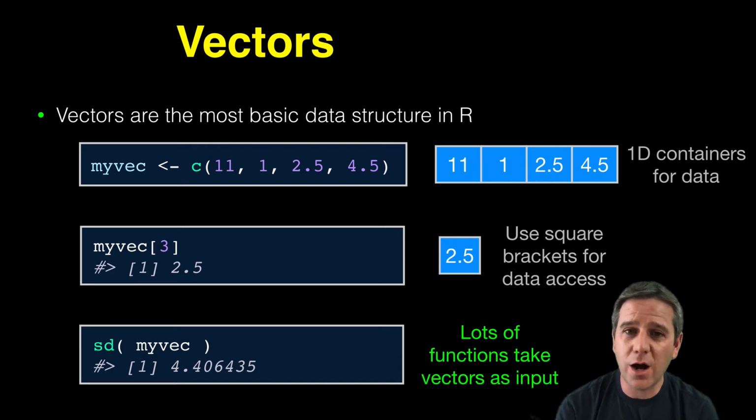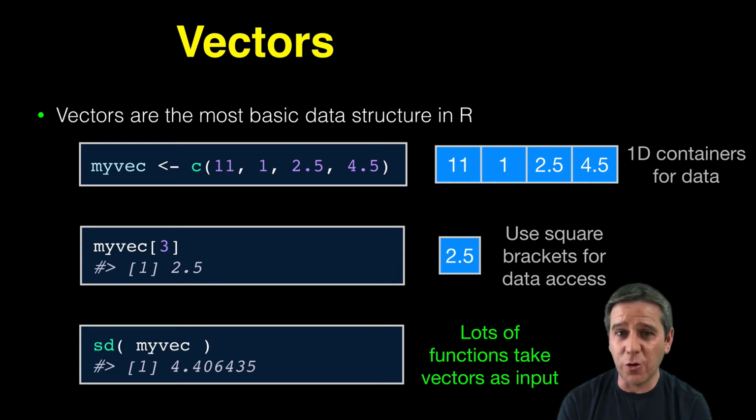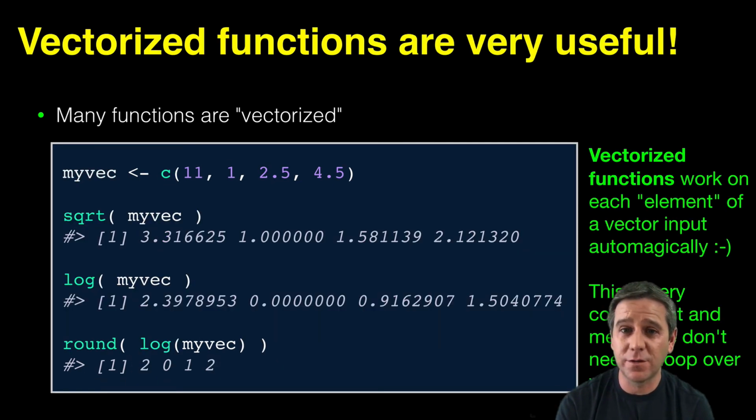Now, where R starts to get useful is when functions work on the individual elements of a vector all in one go, kind of for free for us. That is vectorized functions. That's the name we give to functions that will work on every element of the vector all in one go. So here we have some examples of this. We have the same little input vector as before, but this time these functions compute something for each element of the vector.